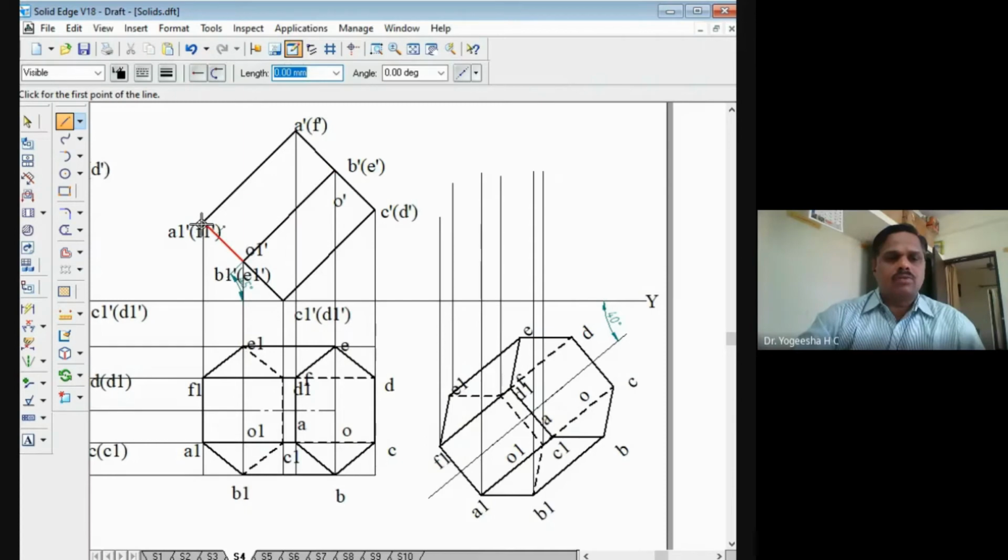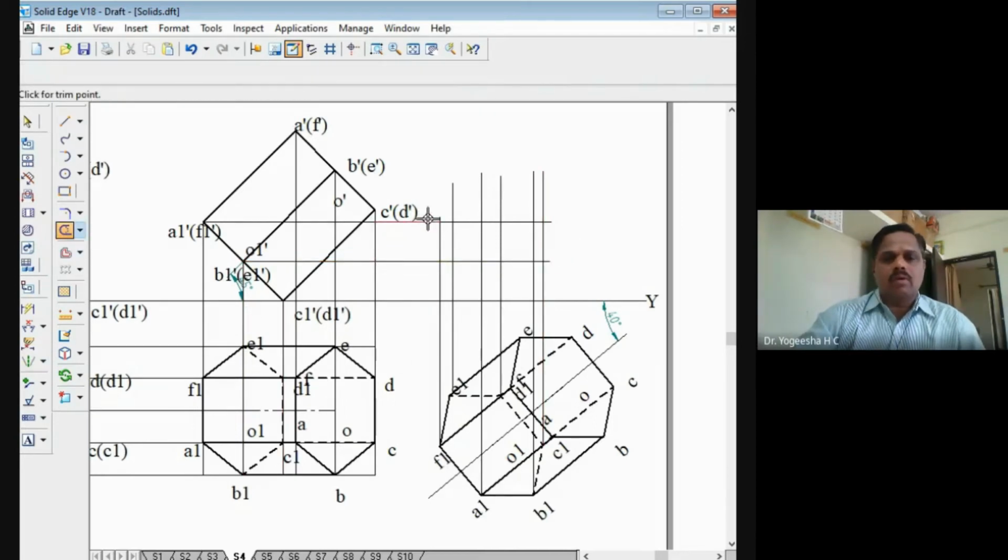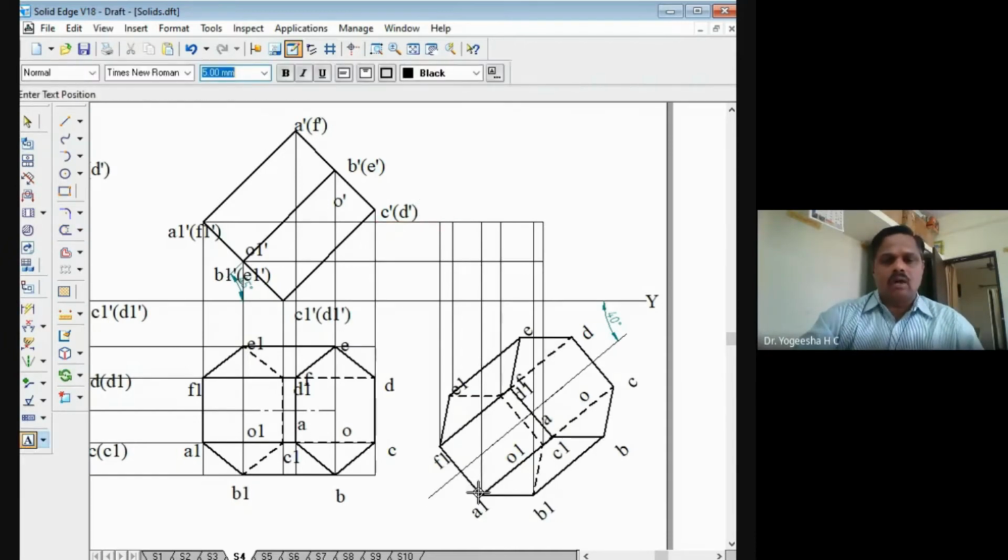Then from this A1 dash, I'll draw a horizontal line here, then B1 dash, like this. Extra lines I will trim off. I will mark the points. Projector line drawn from A1 and A1 dash, so this is the point A1 dash. Projector line drawn from B1 and B1 dash. Here is the point B1 dash.